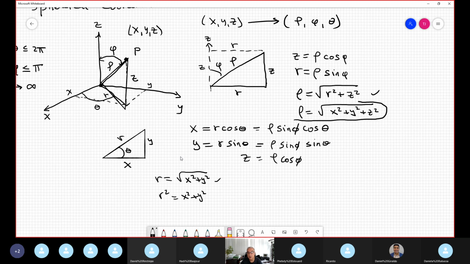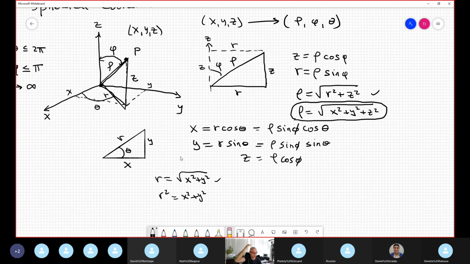Wow, a formula connecting x, y, and z and rho. Okay, formulas connecting phi, theta, and x, phi, theta, and y, and rho and phi and z. This is the equation for the conversion in both directions, so Cartesian to spherical or spherical to Cartesian.